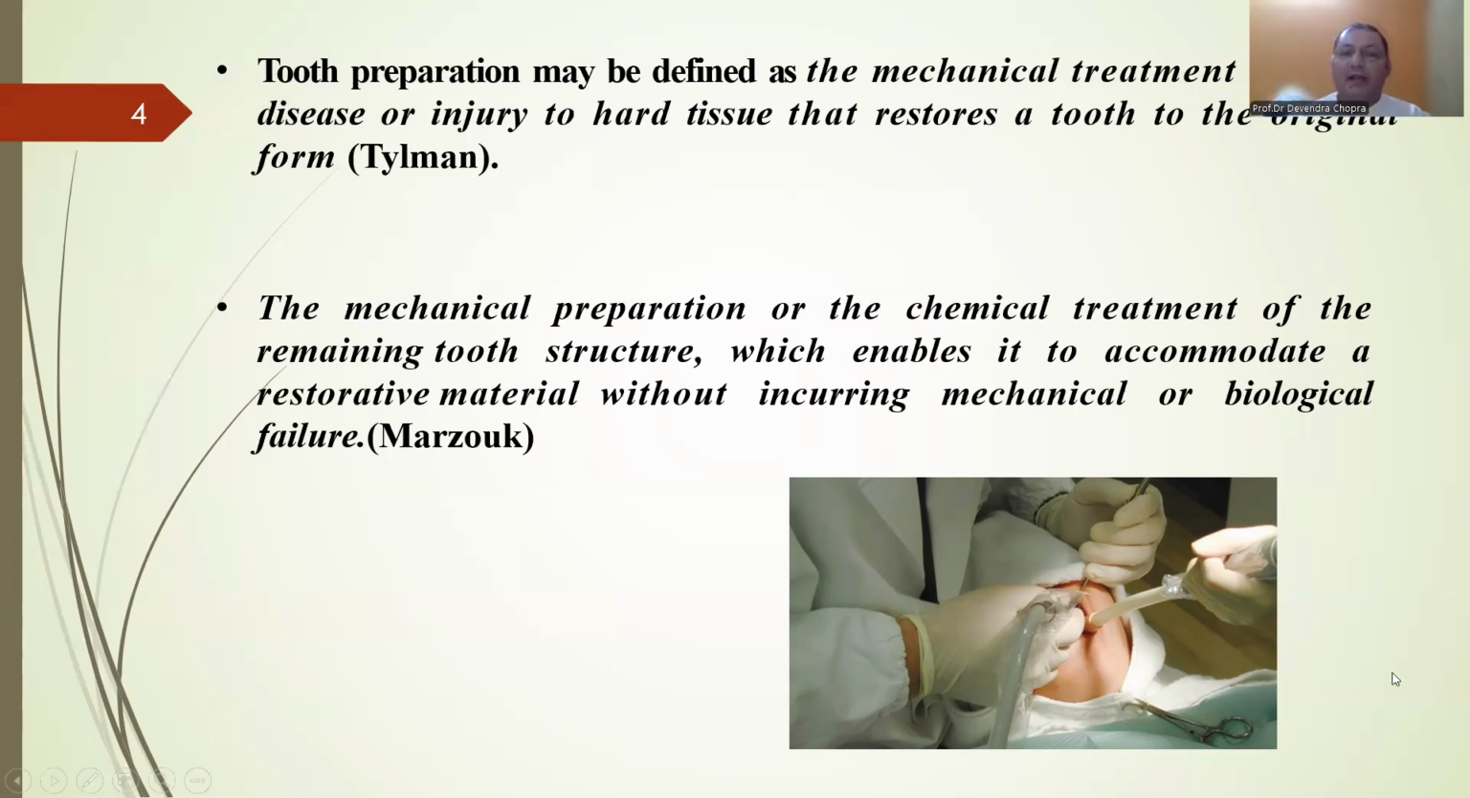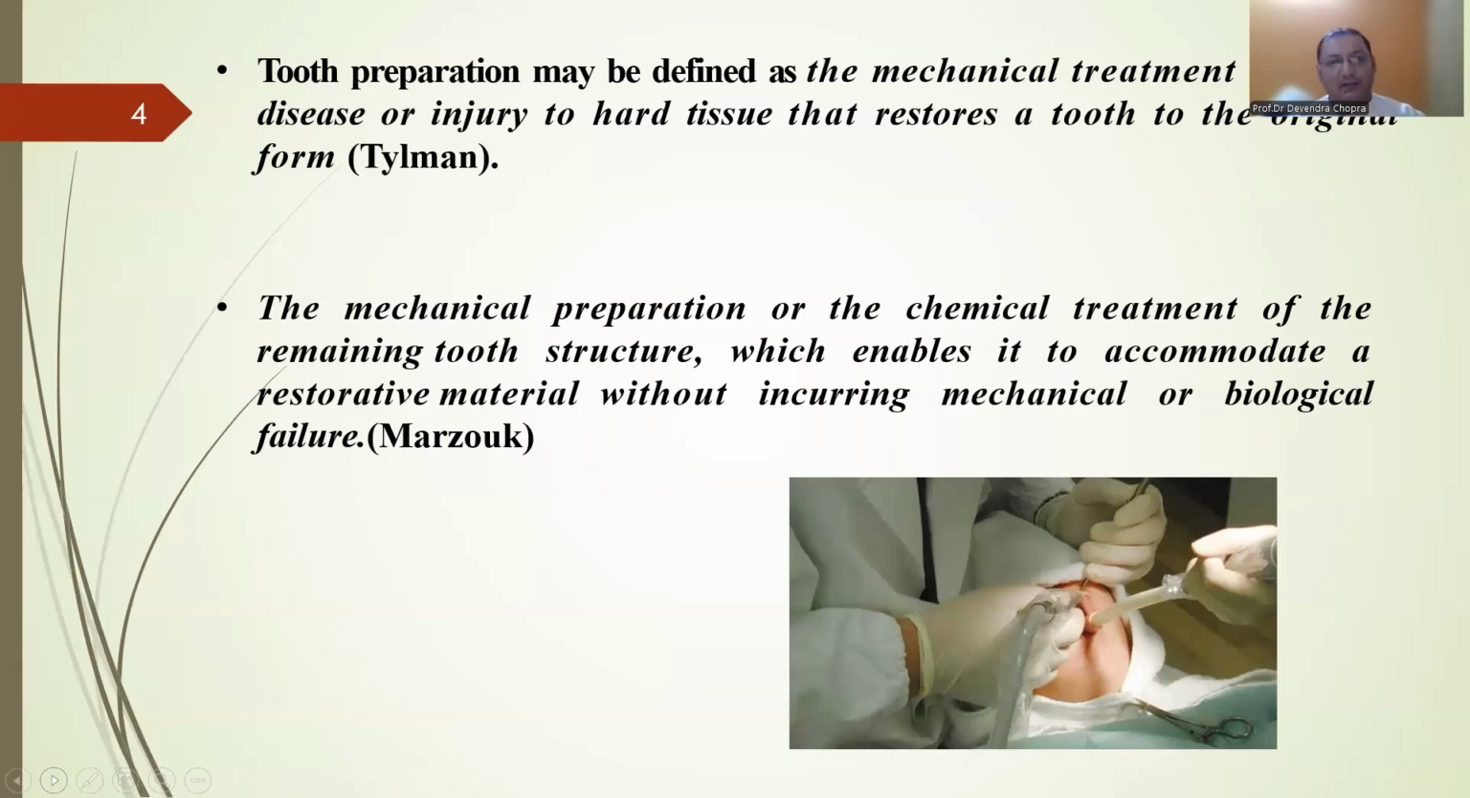According to Mazo, it is the mechanical preparation or the chemical treatment of the remaining tooth, which enables it to accommodate a restorative material without incurring mechanical or biological failure. So, if you have a root canal treated tooth, or if you are going for a 3 unit or a long span bridge, for that you require a tooth preparation. That means if you are going to replace a missing central incisor, assuming 11, according to Ante's law, you need two adjacent abutments which suffice Ante's law, and you prepare them.